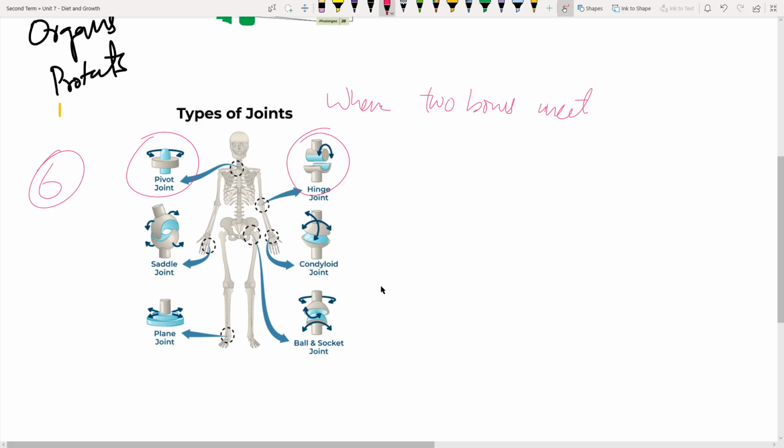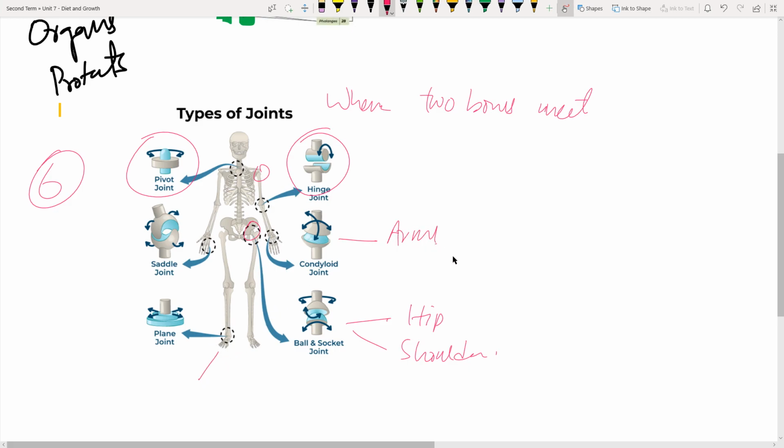And then we have the condyloid joint, which is also in the hand, which allows multi-axis rotation of the hand. And then finally we have the ball and socket joint, which is in the shoulder and at the hip bones. So remember these locations. I will write these: hip and shoulder. And then we have these in arms.